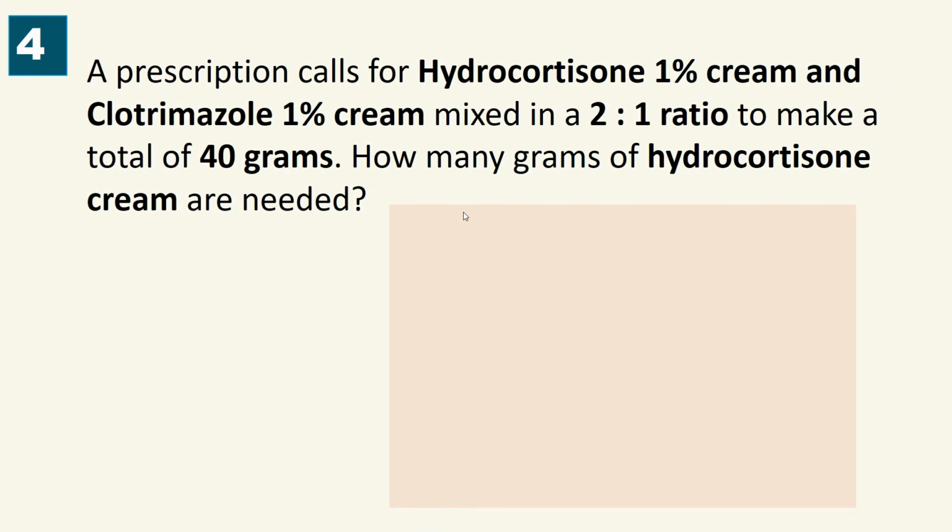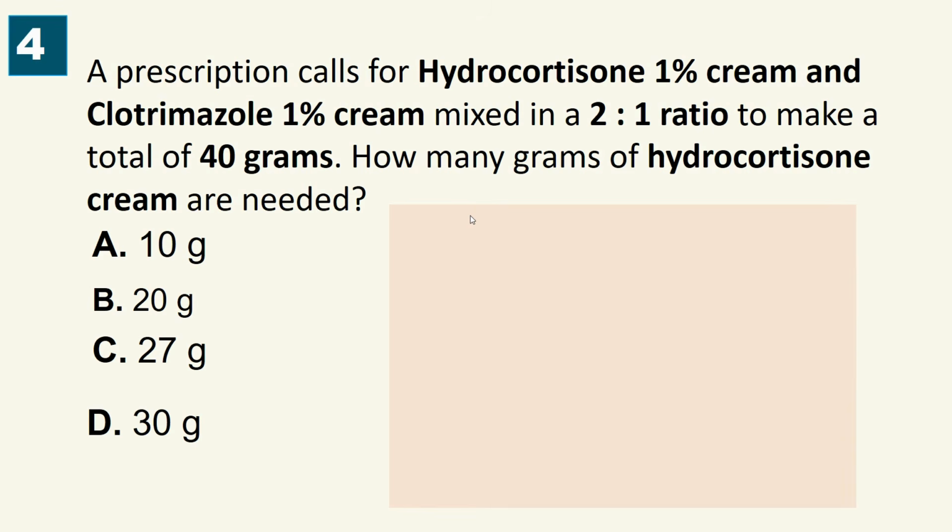Next, a prescription calls for hydrocortisone 1% cream and clotrimazole 1% cream mixed in a 2 to 1 ratio to make a total of 40 grams. How many grams of hydrocortisone cream are needed? A, 10 grams; B, 20 grams; C, 27 grams; D, 30 grams. The correct answer is 27 grams.